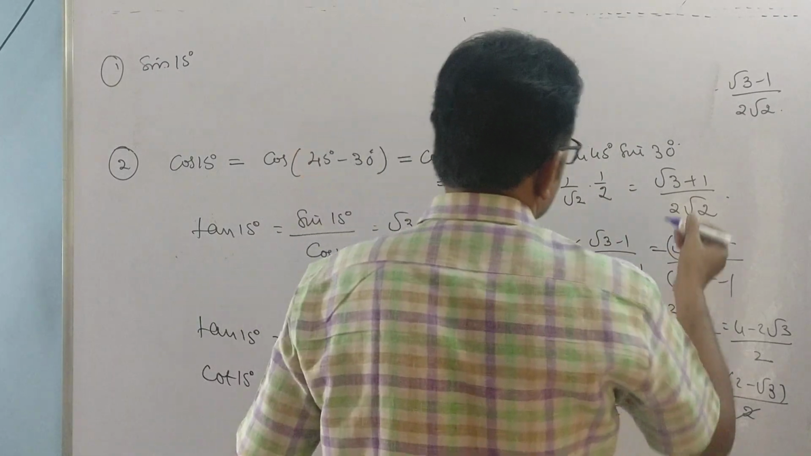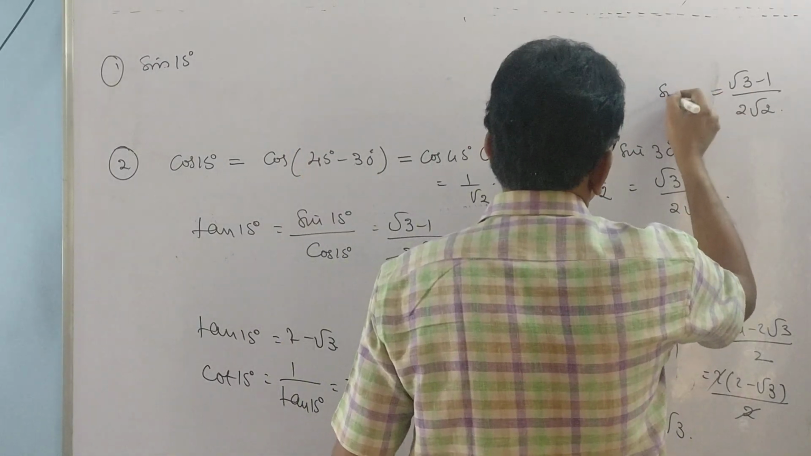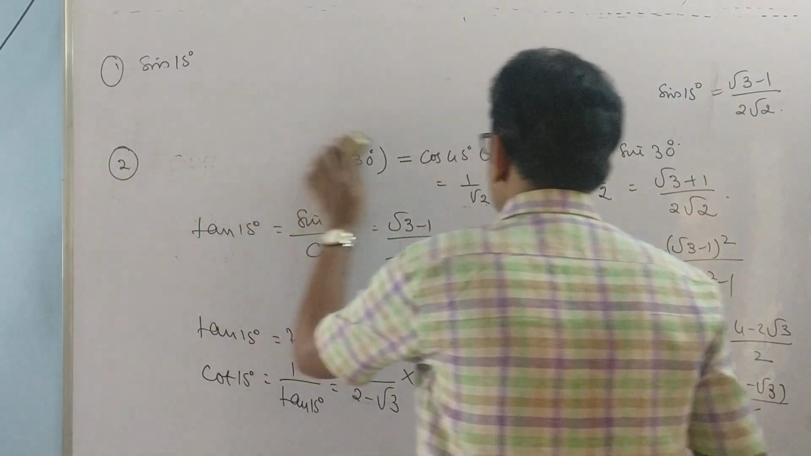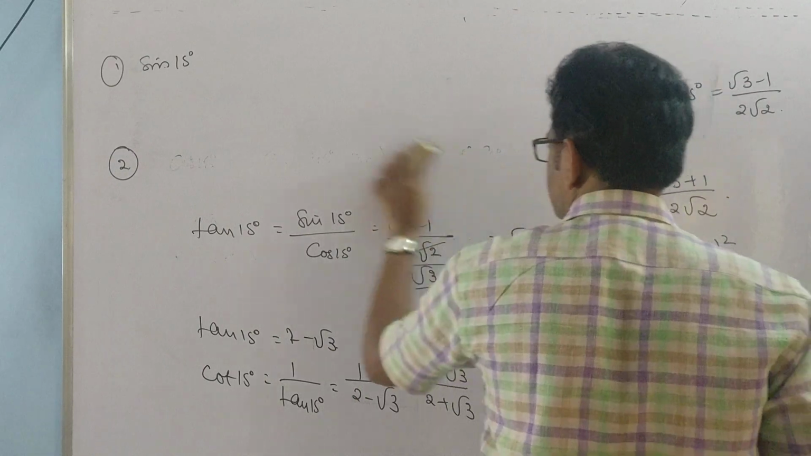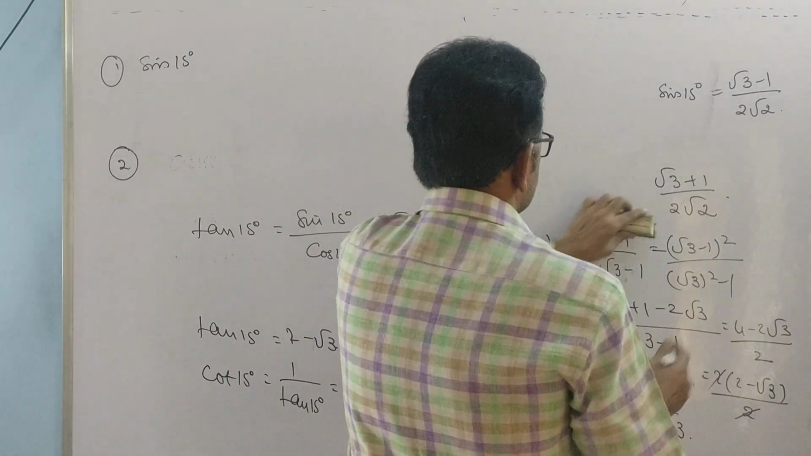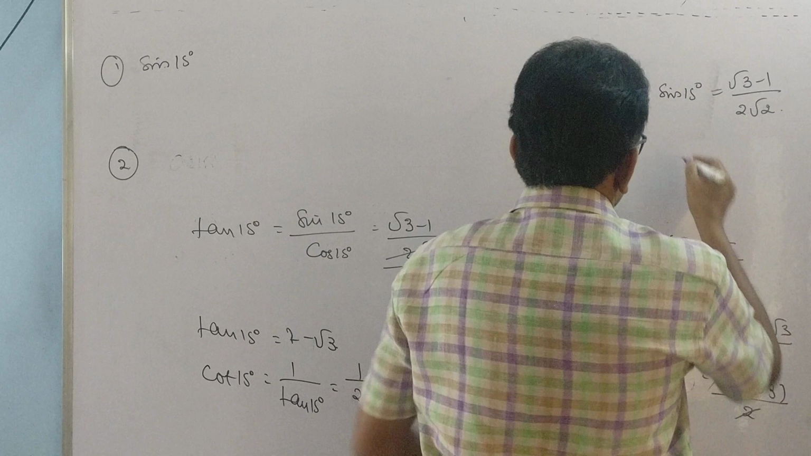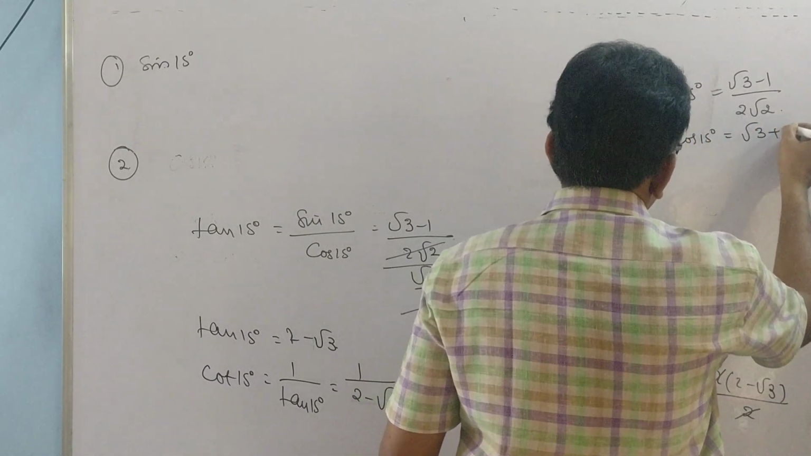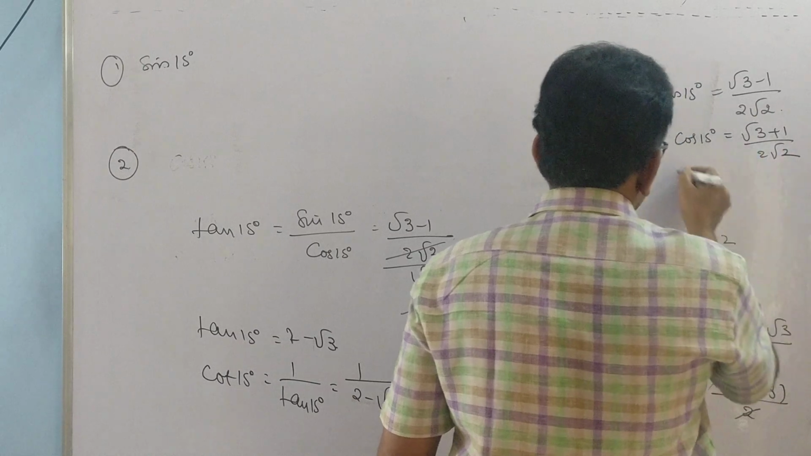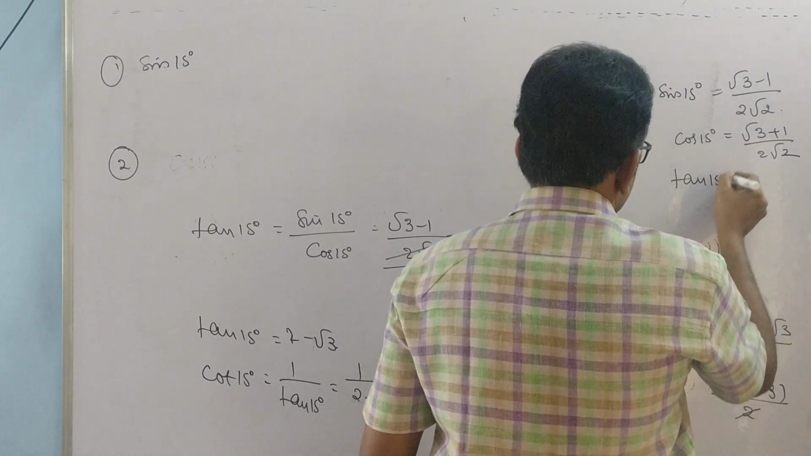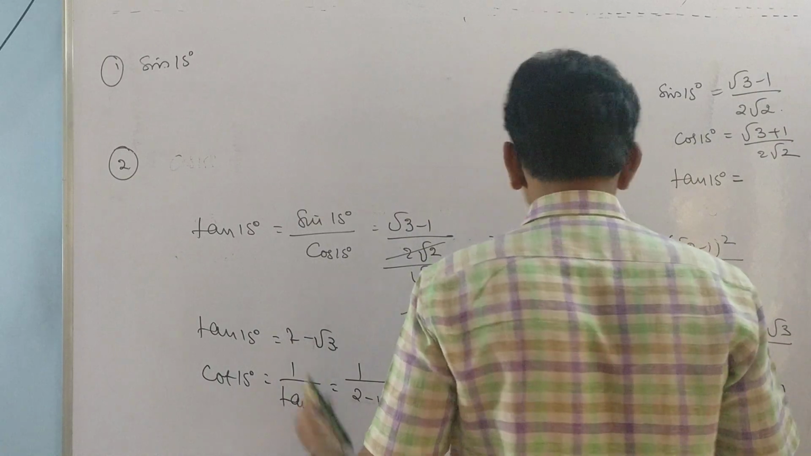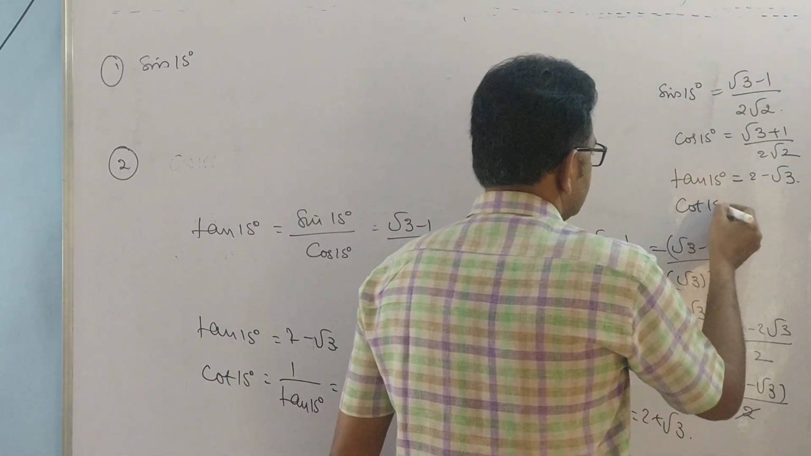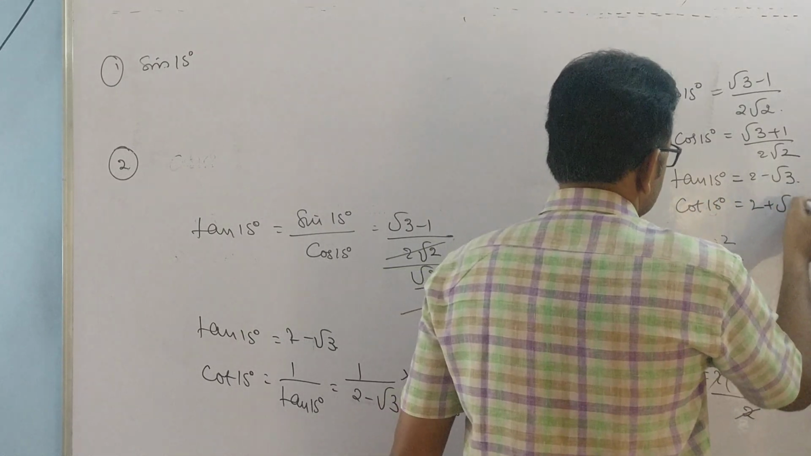So we have sin 15 degrees. Next one, cos 15 degrees equal to (root 3 plus 1) by 2 root 2. And tan 15 degrees, the value is 2 minus root 3, and cot 15 degrees is equal to 2 plus root 3.